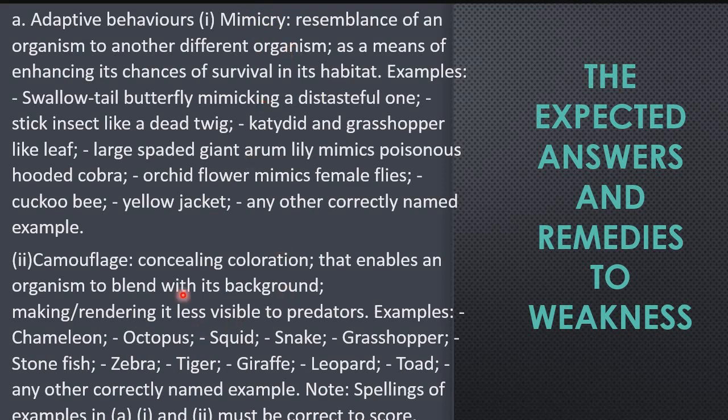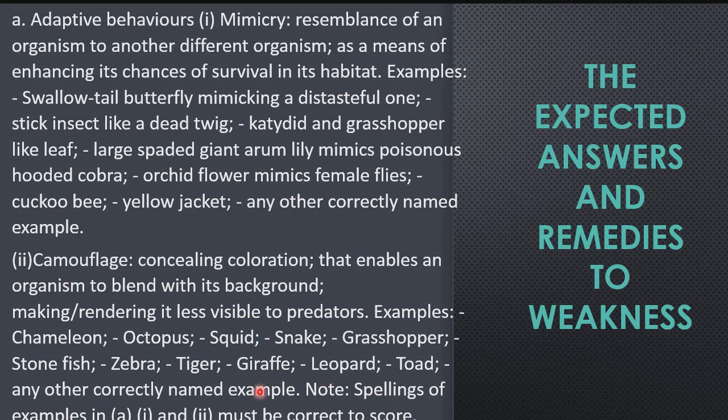So when we talk about camouflage, we have concealing coloration that enables an organism to blend with its environment, making or rendering it less visible to predators. Here you have 3 technical terms or technical definitions, and at least 2 of them should be part of your definition. The reason for this is for you to apply this in other explanations.